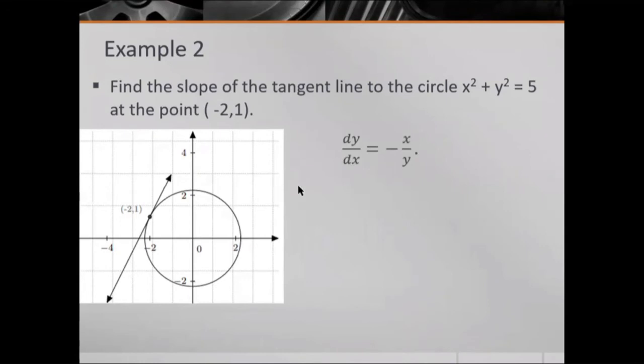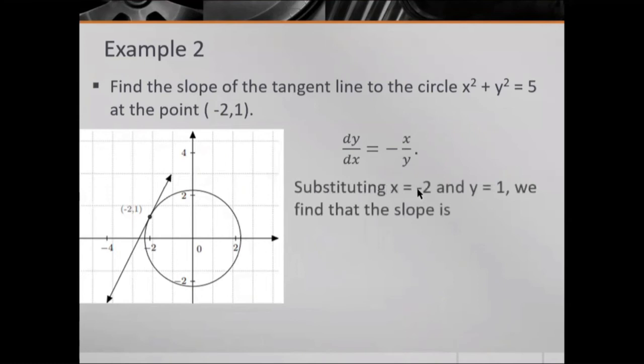Okay, so going back to the given equation. Ang ating equation na ngayon ay dy over dx equals negative x over y. Then, substituting x equals negative 2 and y equals 1, we find the slope is dy over dx equals negative of negative 2 over 1. So, we have positive 2. And that's it.